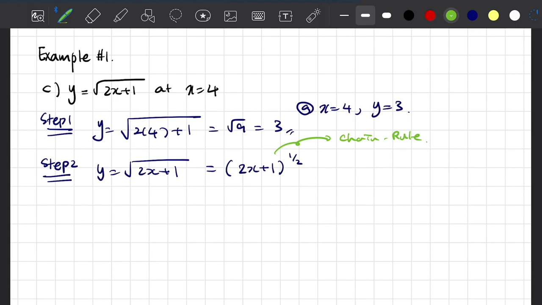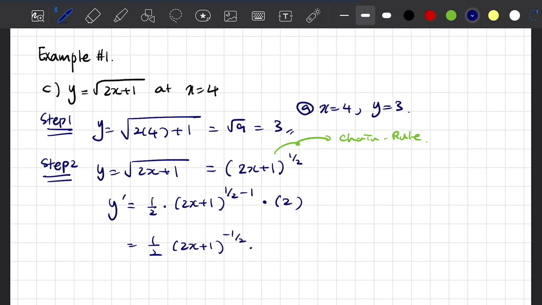because we have a function inside a function, right? So the derivative of the function y is the same as 1/2 times (2x plus 1) to the power 1/2 minus 1, times 2. Then we get 1/2 (2x plus 1) to the power -1/2 times 2. So the answer is (2x plus 1) to the power negative 1/2. Okay? Then we have found the derivative of the function y.